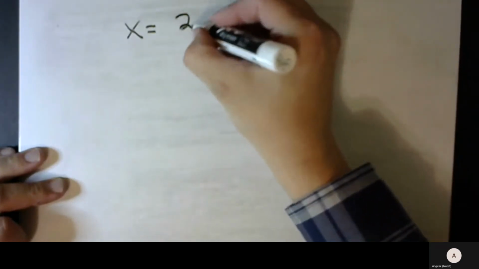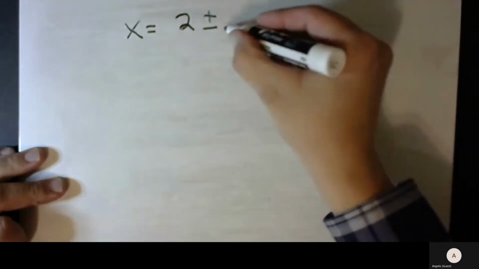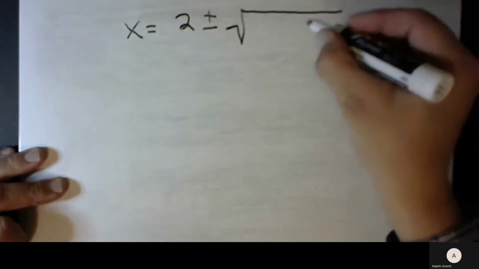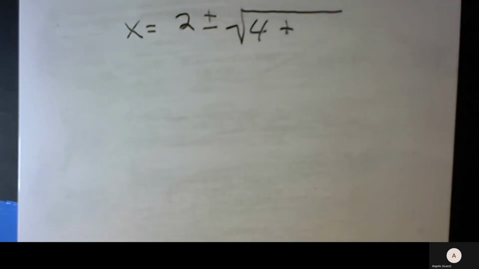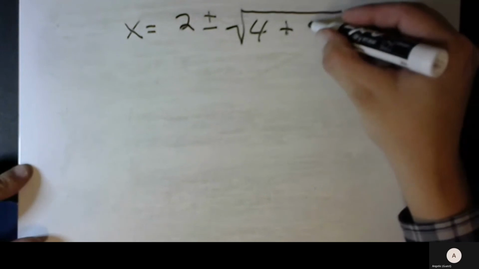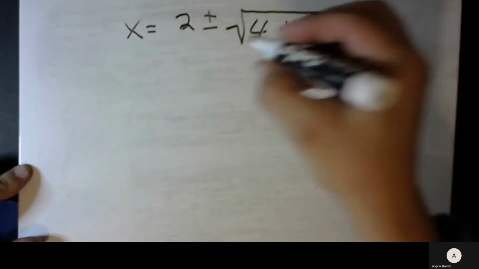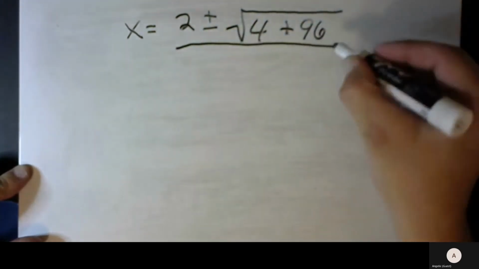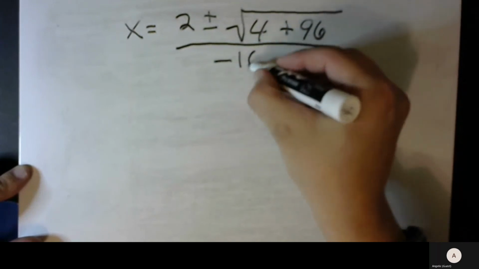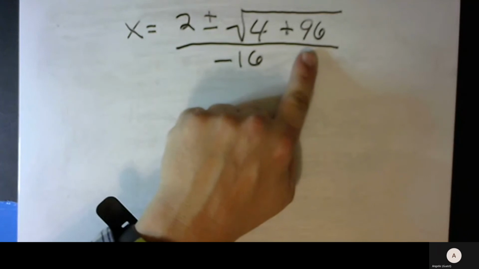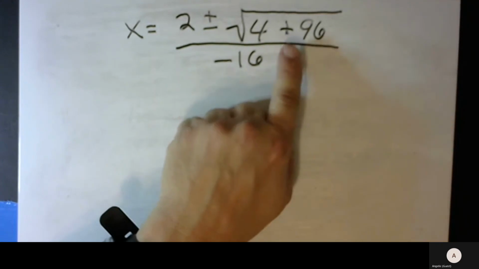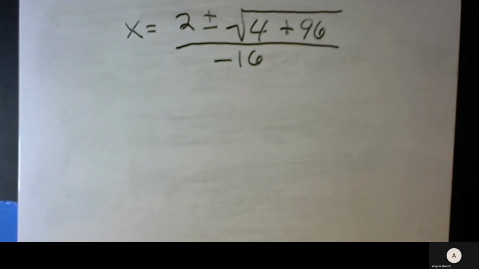So x will be 2 plus or minus the square root of 4 plus, and we had 4, so we had -4, -8, and 3. And that's going to give us a plus 96 over -16. So -4 times -8 times 3 is a plus 96.